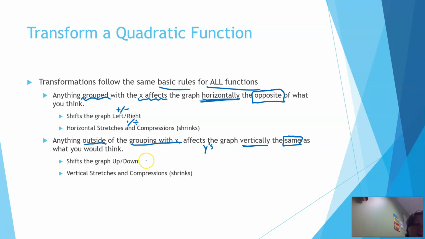So if you see something being added or subtracted after the x part, then it's going to shift the graph up or down, the same as what you would think. So a plus 2 would be up 2. If you see a multiplication or division outside of the grouping symbol with the x, then it's going to be a vertical stretch or shrink. So if it's 2 times that, you would have a vertical stretch by 2. It's the same as what you would think.